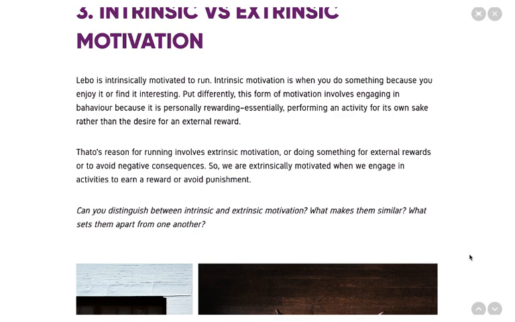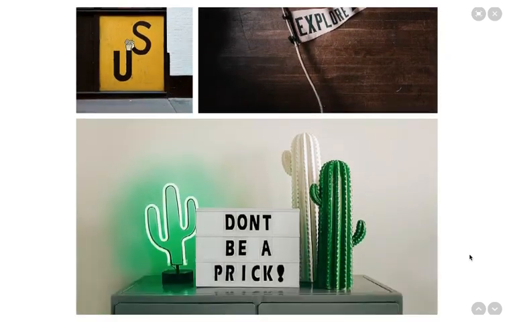So Tato's reasons for running are a bit different. Tato does it to avoid negative consequences or for external rewards. That's extrinsic motivation. So you are extrinsically motivated when you engage in activities to earn a reward, so to get a medal, or so you run so your wife doesn't shout at you for being a lazy fat slob, for example. I know that's a very extreme example, but that's the difference between intrinsic and extrinsic. Can you distinguish between them? What makes them similar and what sets them apart from one another?